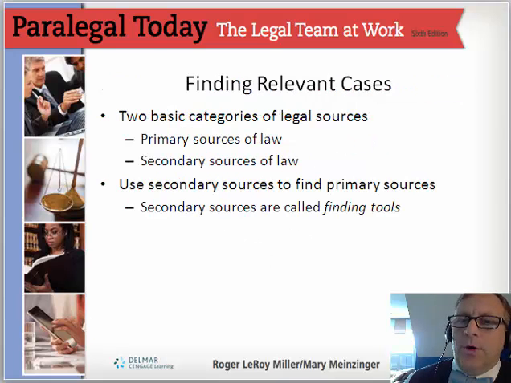Research sources fall into the following two broad categories and may be located either in physical books or, more likely these days, online. First category is primary sources of law.